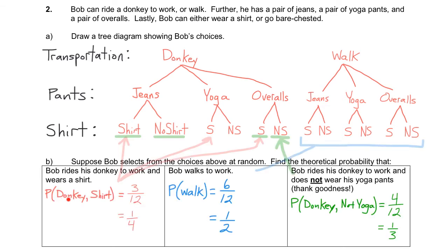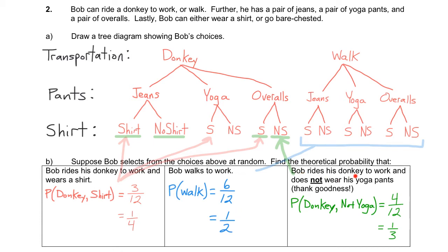So the probability that he rides his donkey and wears a shirt is 3 out of 12, which reduces to 1 out of 4. As you can see, riding his donkey is all of these possible outcomes, but wearing a shirt is only this one, and this one. Probability that he walks. Well, walking includes all of these. There are 6 possible outcomes that involve walking. So 6 out of the 12 possible outcomes, that means 1 out of 2 in lowest terms.